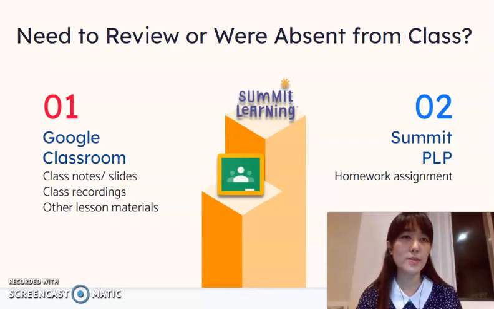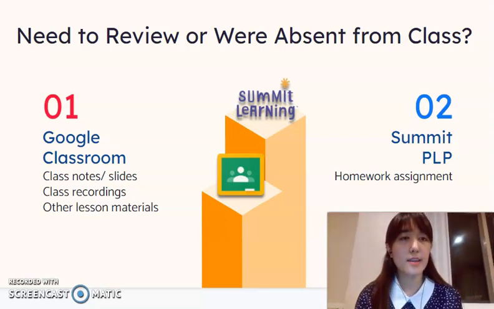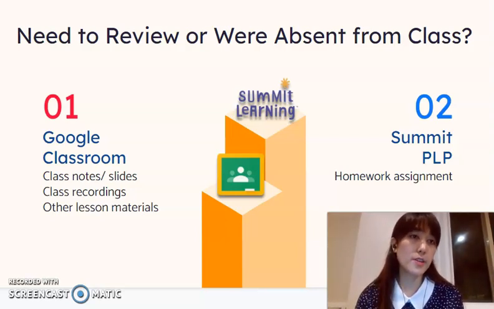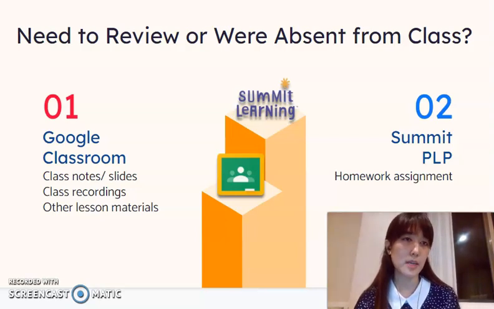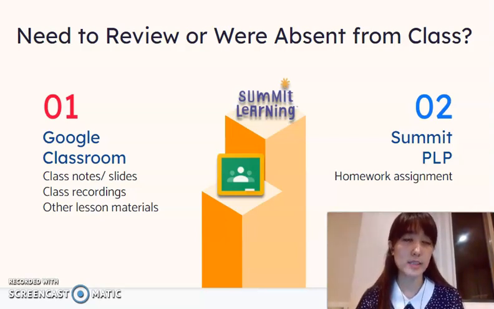Okay, so what happens if a student was absent or needs to review? There are two places they can go to. The first one is Google Classroom, where the class notes, recordings, and other lesson materials are posted. And the second is Summit PLP, because that's where the checkpoint or homework is assigned. I always put the date assigned next to the title of the checkpoint, so they know when it was assigned. Your students can also contact me about their absence to discuss in detail what they missed.